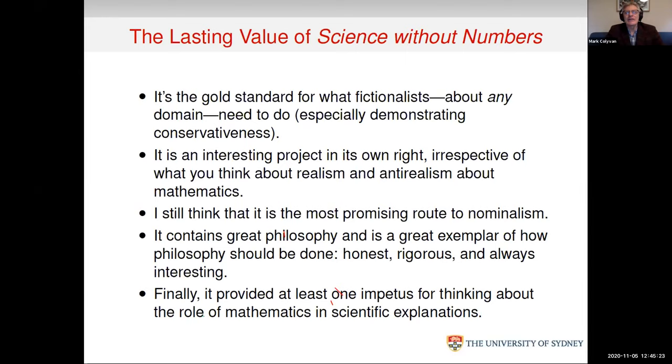So I think it's the gold standard for what fictionalists about any domain need to do. As I mentioned in passing, if you're a fictionalist about anything, you actually need something like conservativeness and you need to give some argument about why the fiction is in fact useful. I think it's an interesting project in its own right, irrespective of what you think about realism and anti-realism. It's just a really, really interesting technical exercise in its own right. And I still think it's the most promising route to nominalism for what it's worth.